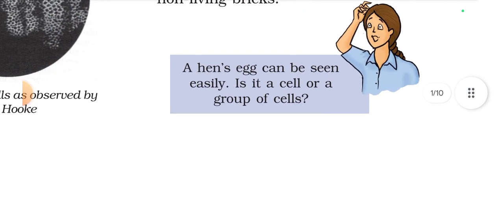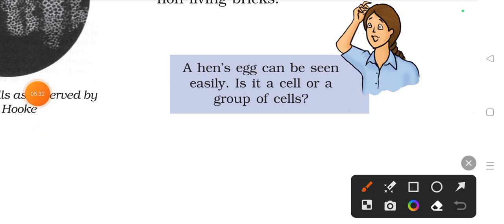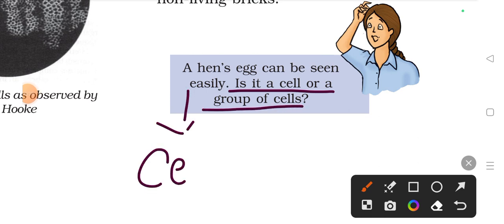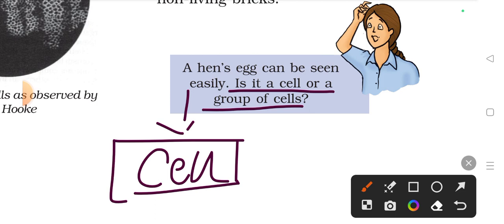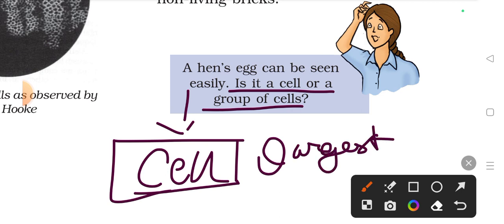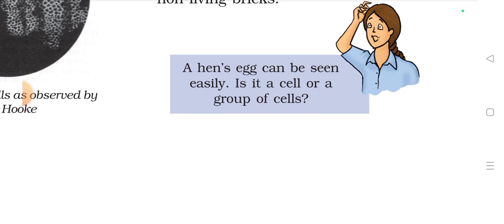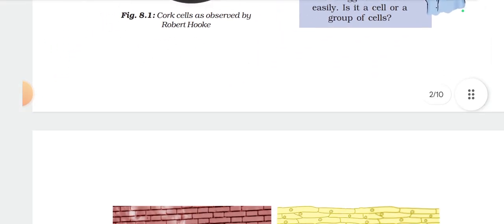Next, a hen's egg can be seen easily. Right, so is it a cell or a group of cells? So it is a cell only. It is not a group of cells, but that is a large cell. Okay, it is not the largest cell. Largest cell is the egg of ostrich.